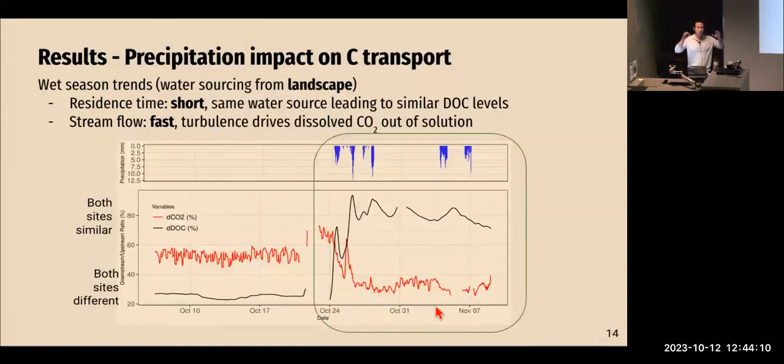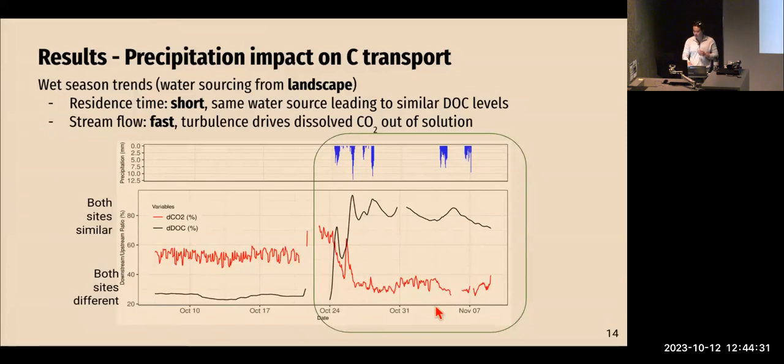During these storm events, the whole landscape is being covered with rain and it's getting funneled into our stream. So the water is sourced mostly from the landscape, which explains why the stream flow is very fast. The water has a low residence time between the two sites. So the water rushes through the stream.